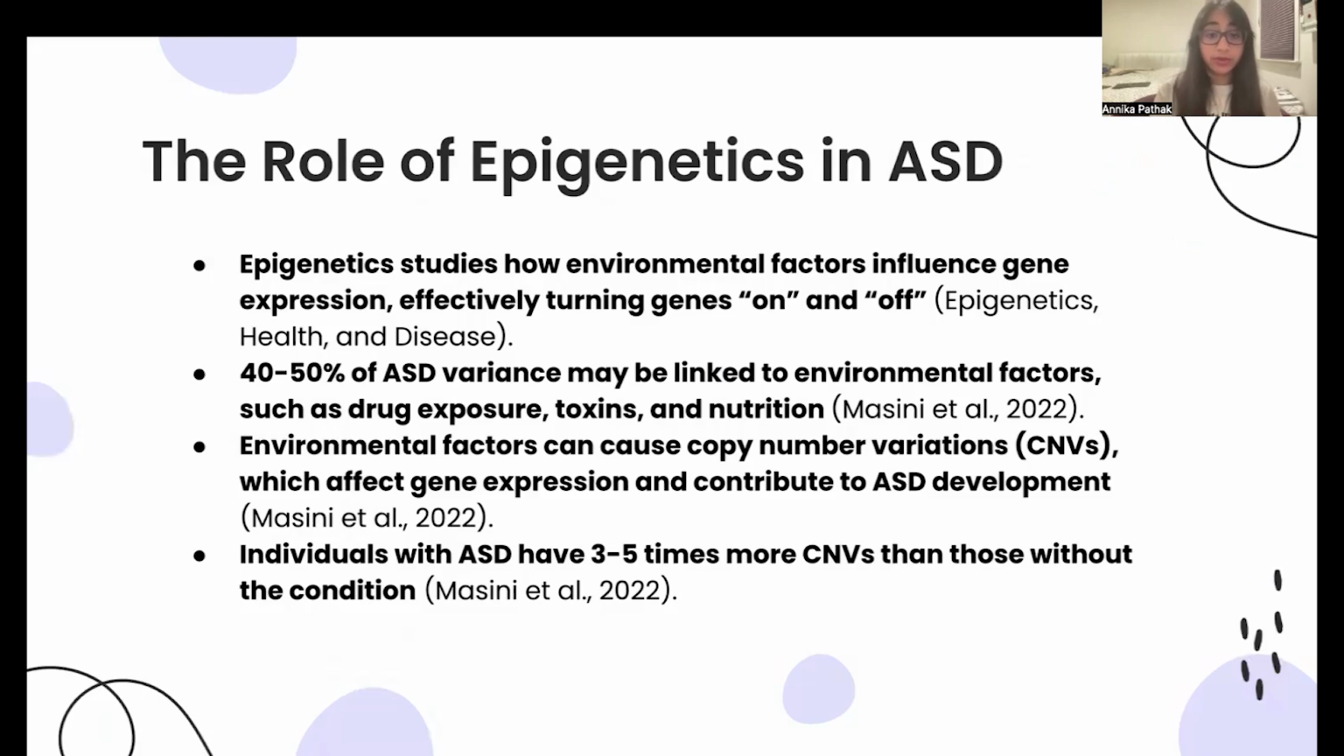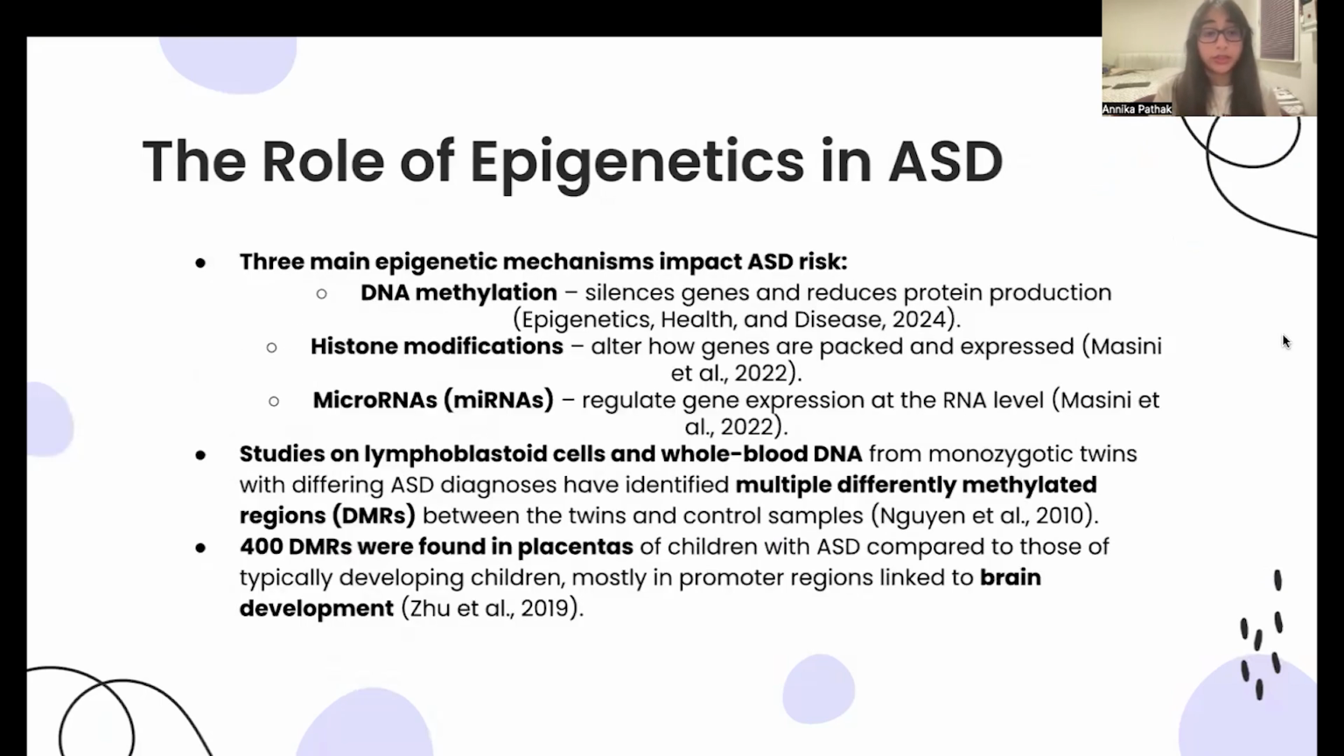Individuals with ASD have 3 to 5 times more CNVs than those without the condition. The three main epigenetic mechanisms that impact the risk of ASD are DNA methylation, which silences genes and reduces protein production, histone modifications, which alter how genes are packed and expressed, and microRNAs, which regulate gene expression at the RNA level.